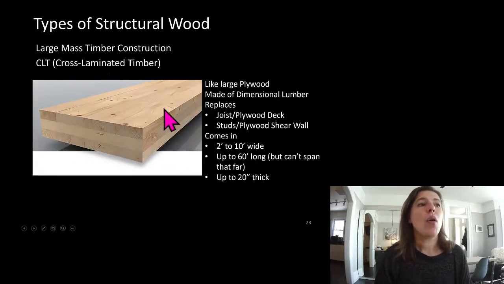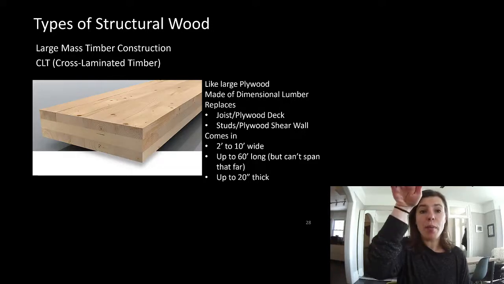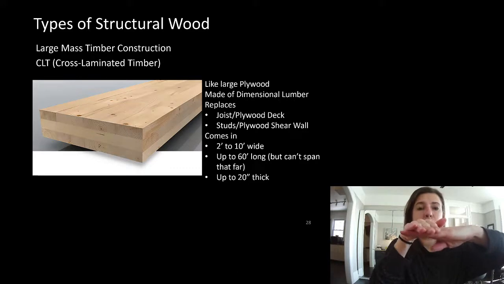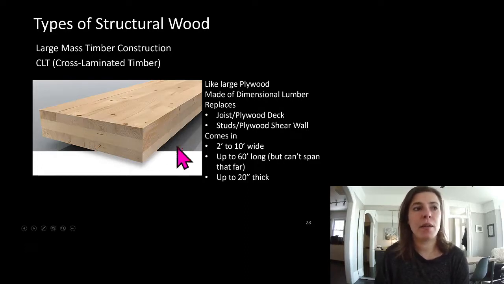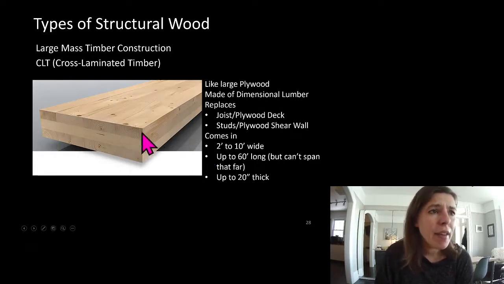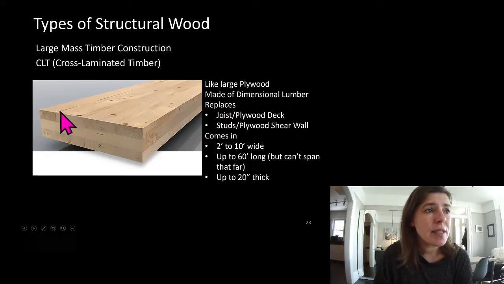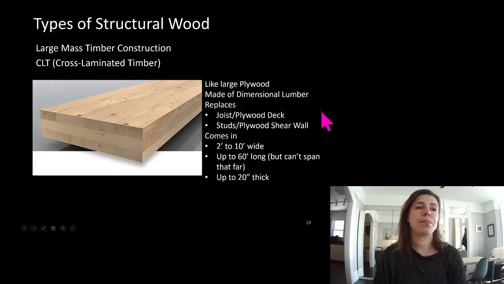CLT, or cross-laminated timber, is really taking nominal lumber and gluing it together like plywood. So the top sheets of it span that way, the next sheet spans that way, and you can build it up to 7 levels thick. 3 to 5 tends to be normal. And you can see here, that's either a 2x4 or a 2x6, and a series of them glued together.